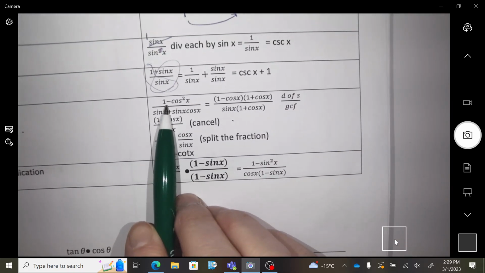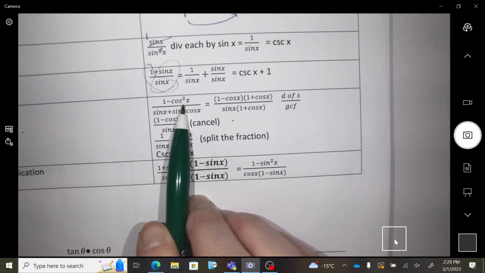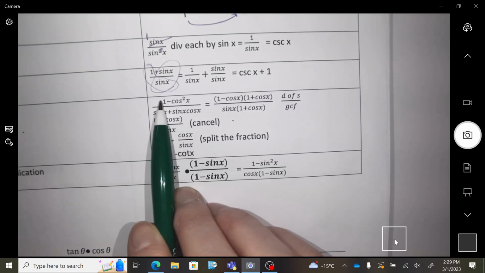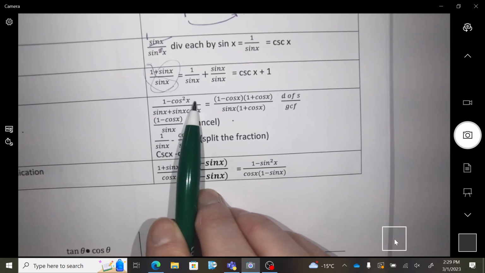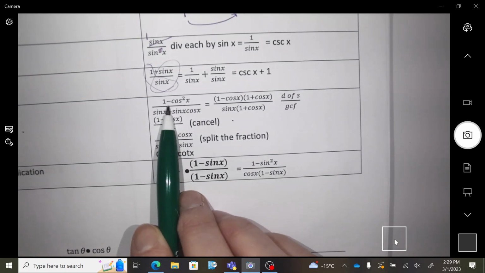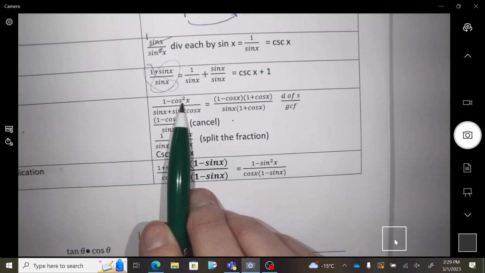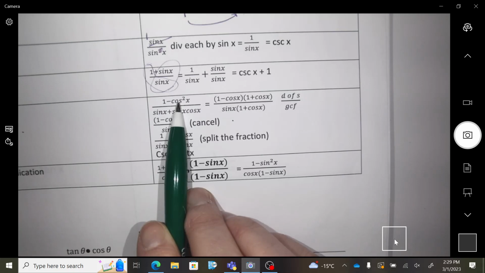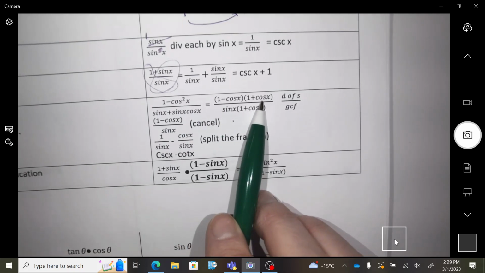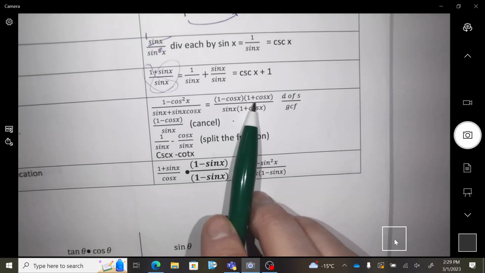So 1 subtract cos squared. What do you recognize as that factoring style? Do you see a style? What would this be called? A difference of squares? You see it? So then 2 brackets. 1 times 1 makes 1.